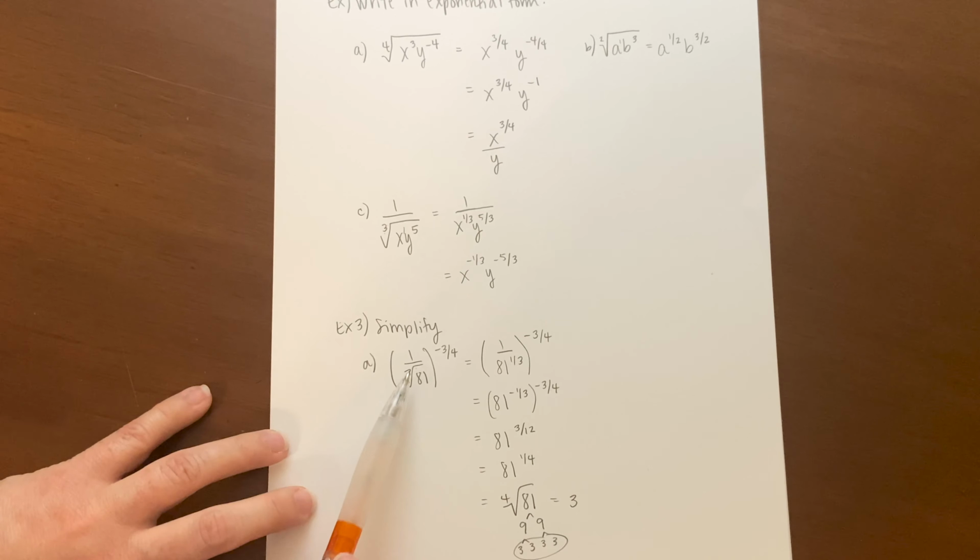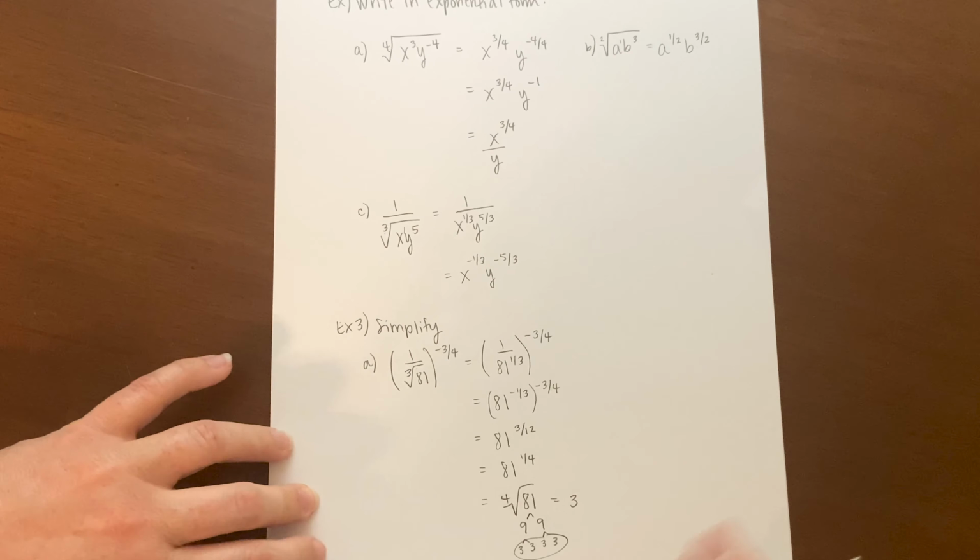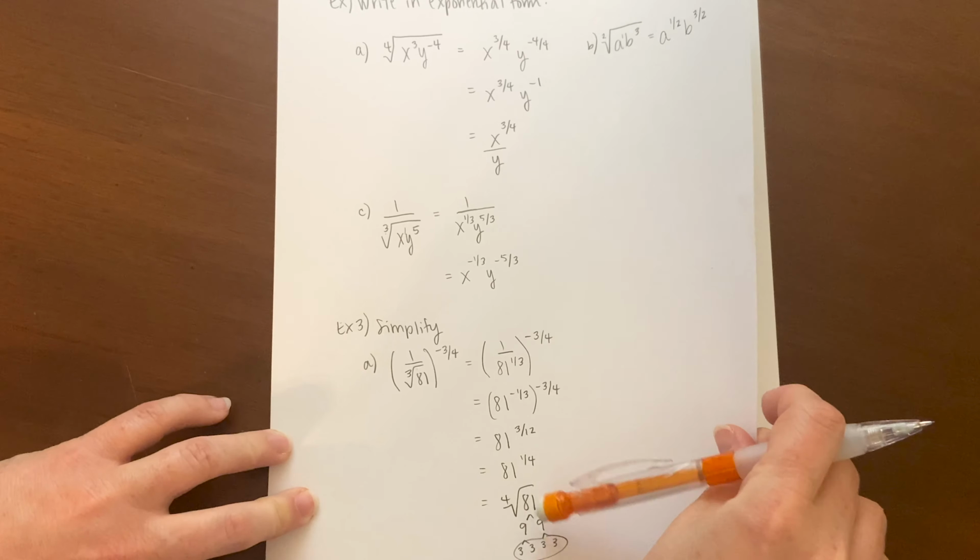So the original problem is 1 over the cube root of 81, all raised to the negative 3/4 power. We do some manipulating. We use these rules to transform from radical form to rational form. Then we just follow our exponent rules, and we find out that the answer is 3. All right, let's do another one of these.